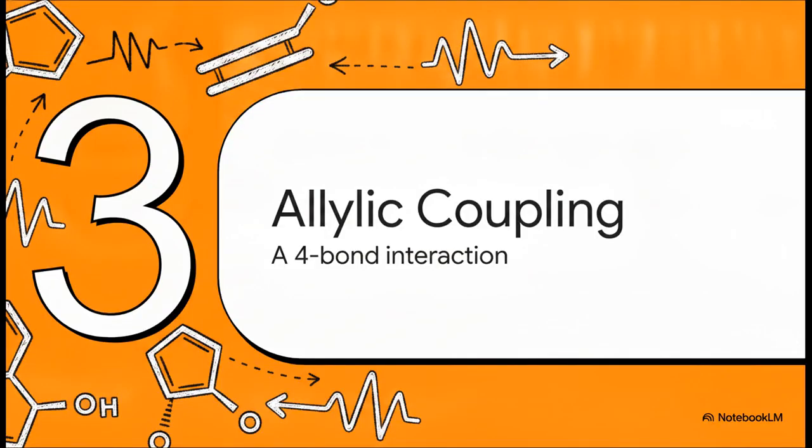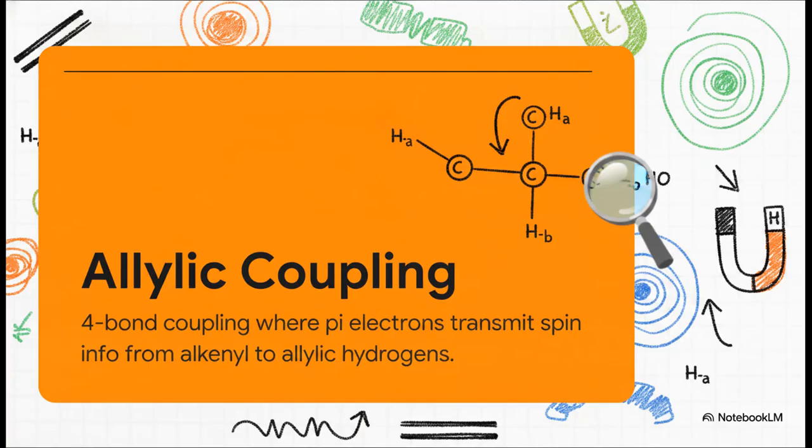Section 3, allylic coupling explained. Now that we know exactly how that bridge works, let's dive into our very first specific category. We call this allylic coupling. It's a 4-bond or 4J interaction. Basically, it occurs when the pi electrons of a carbon-carbon double bond actively help transmit spin information from a hydrogen directly on the double bond, the alkenyl hydrogen, to a hydrogen on the adjacent carbon, the allylic hydrogen.